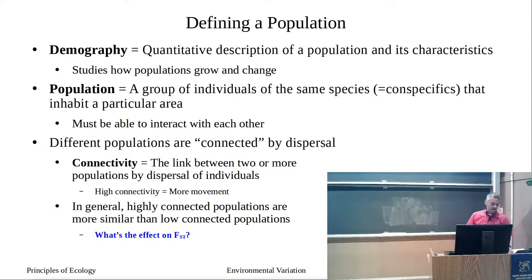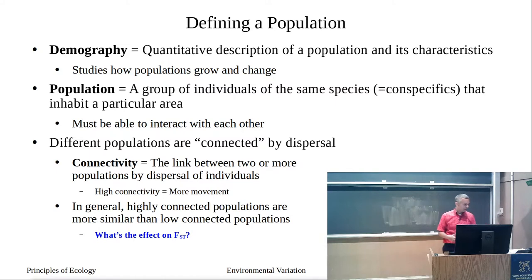Now, what is a population? We've defined this before, but we have to define it again. A population is simply a group of individuals of the same species that inhabit a particular area. What this particular area means is that individuals have to be able to interact with each other. They don't necessarily have to randomly mate, but they have to have some sort of interaction, either directly or indirectly, in order for us to form a population.